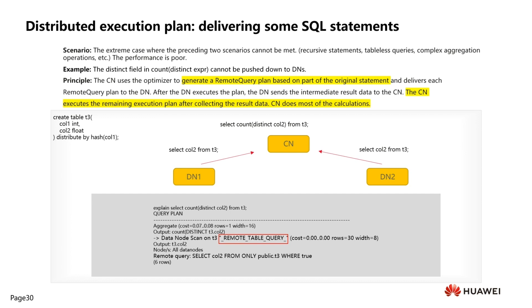Below is also an example, and we have a count distinct column 2 operation. In this case, we see that the SQL the DN receives is simply scan table T3 and sends all the data back to the CN. It is the CN that does all the heavy work for computing the distinct values and doing the aggregation, which is very inefficient.